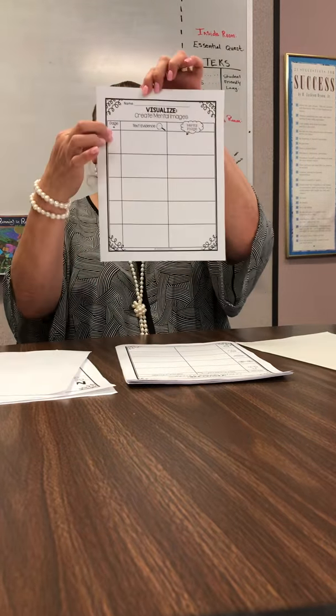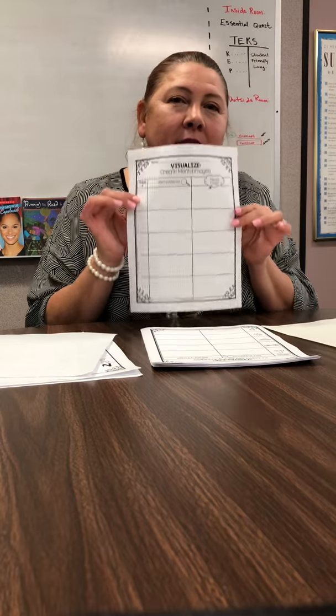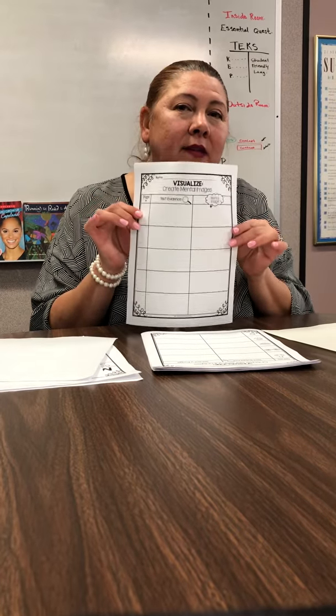So let's talk about visualizing by creating a mental image. You see the text evidence, you have the page number, text evidence, mental image. Do you see how this amazingly connects to text evidence? And some of our kids still have trouble with it.